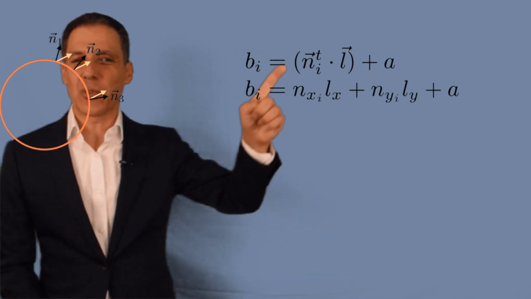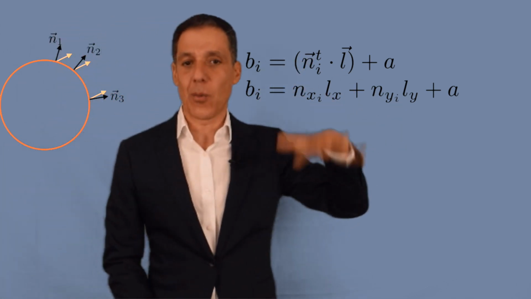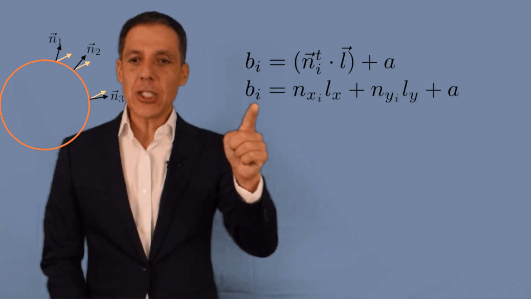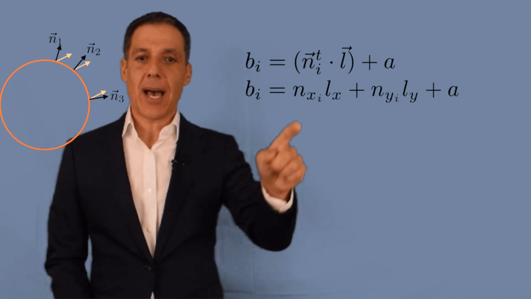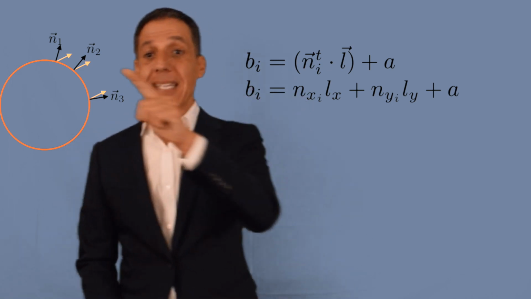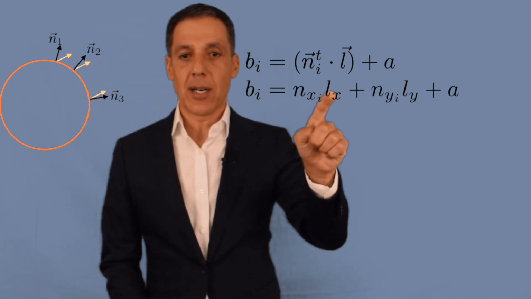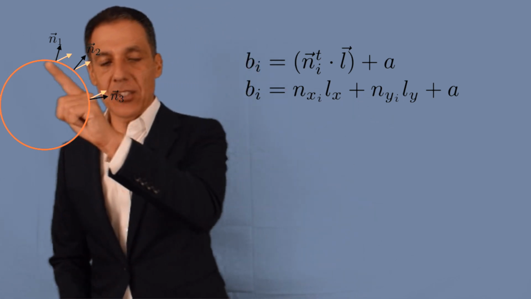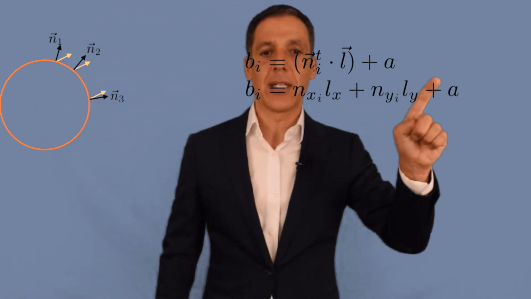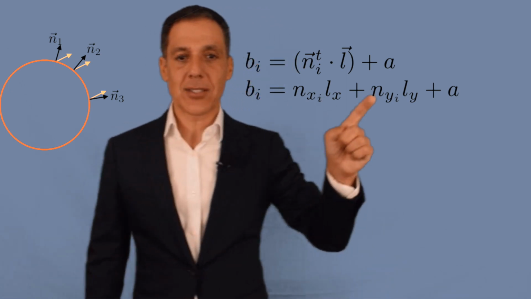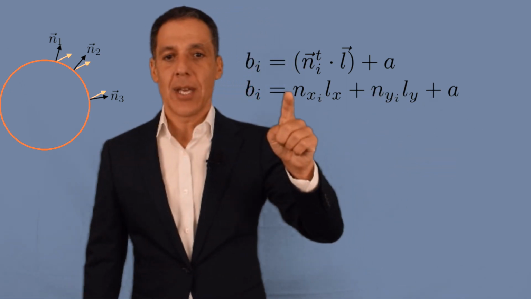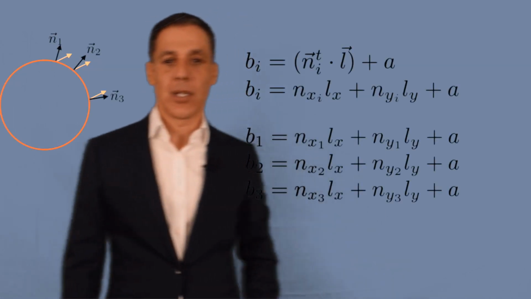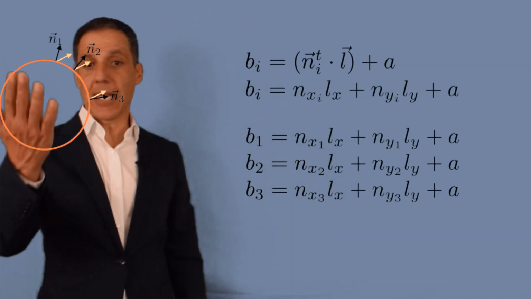Let me just write it out so we get out of this vector notation, because we're eventually going to want to write this out in matrix form. So for each point on the circle, Bi is the x component of its normal times the x component of the light, plus the y component of its normal times the y component of the light, plus an ambient term. Lx, Ly, and A are unknowns. Nx, Ny, and Bi are all known. All right, I got three of them. Take any three points here.